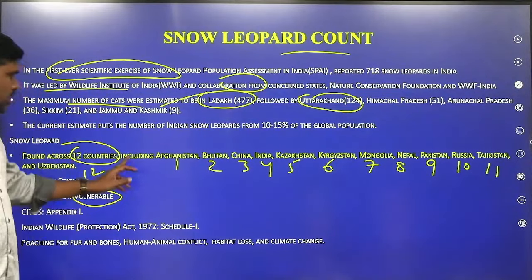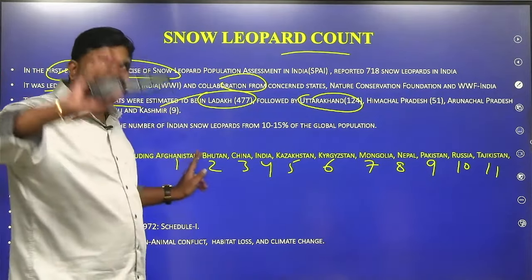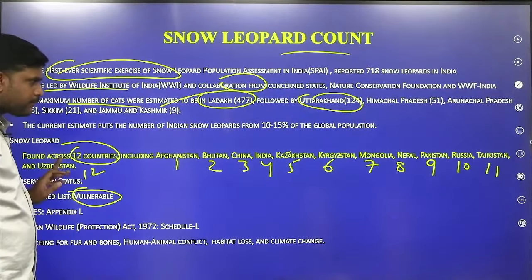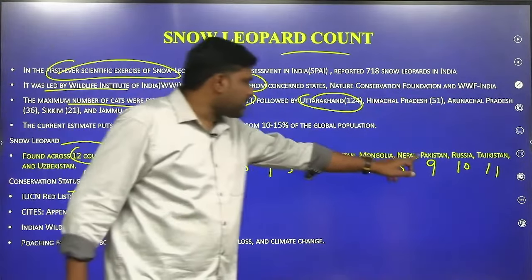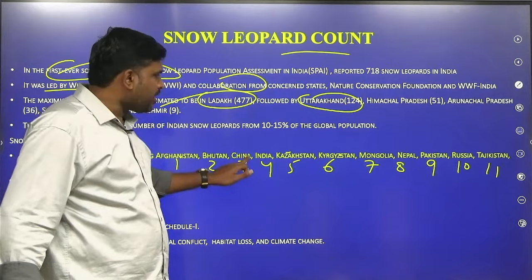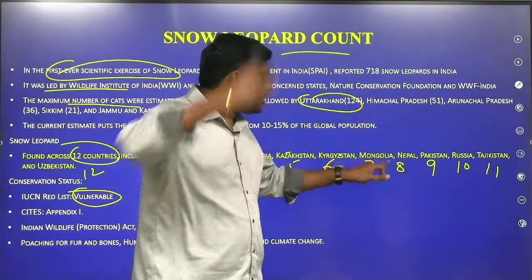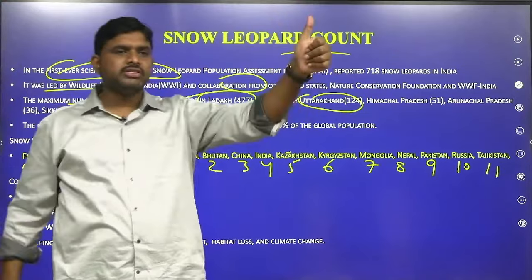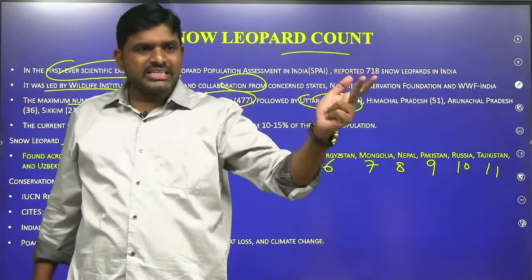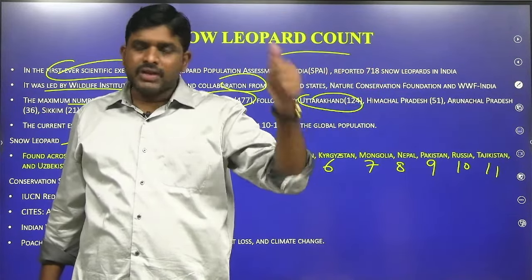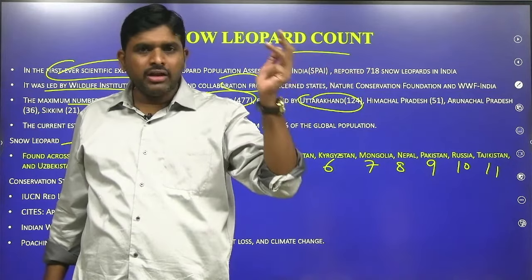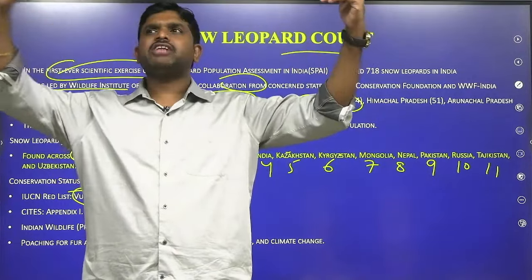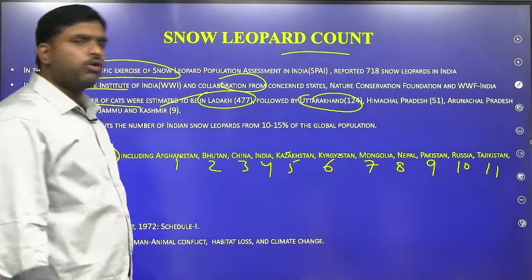It is present only in 12 countries. We will remember it like this, using the world map. Afghanistan, Kazakhstan, Kyrgyzstan, Tajikistan and Uzbekistan. Then India, then Pakistan, then Bhutan, then China, then Nepal, then Mongolia, then Russia at the top. Top of Jammu and Kashmir, not down, not Bangladesh. Now we will see: Afghanistan, Tajikistan, Kyrgyzstan, Kazakhstan, Uzbekistan, India, Pakistan, Nepal, Bhutan, Mongolia, China, Russia. Did all 12 countries come or not? We have to visualize it, starting from Afghanistan to Russia at the top. More snow leopards are present in?